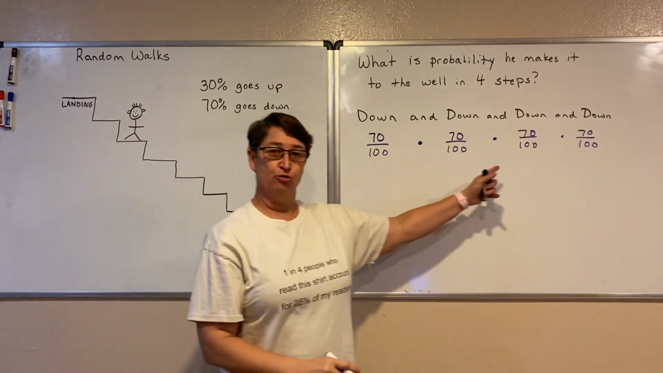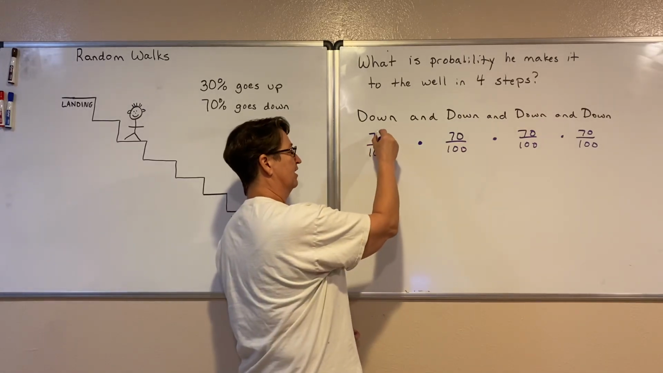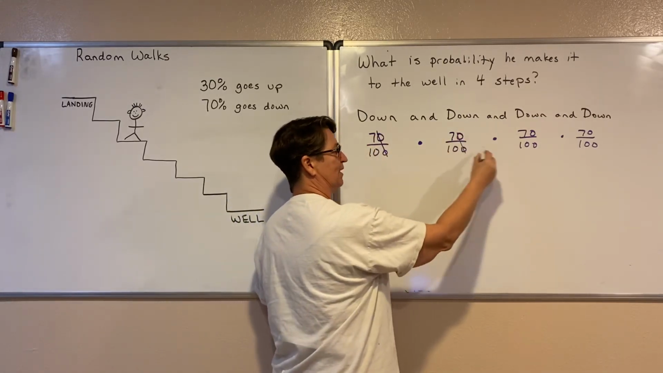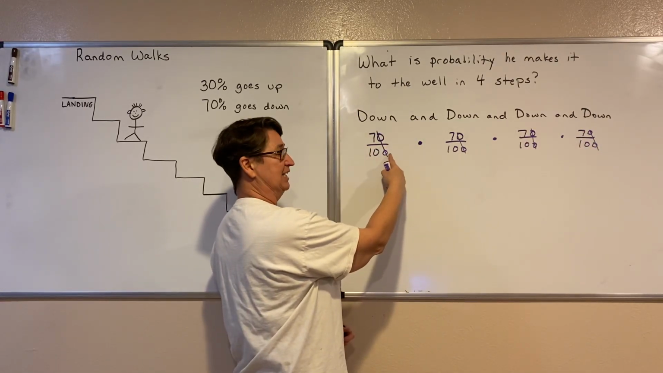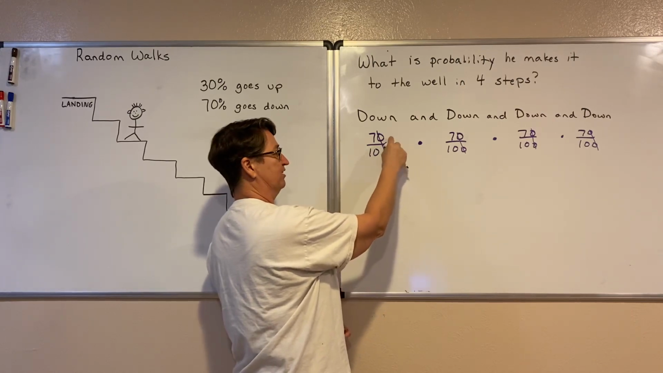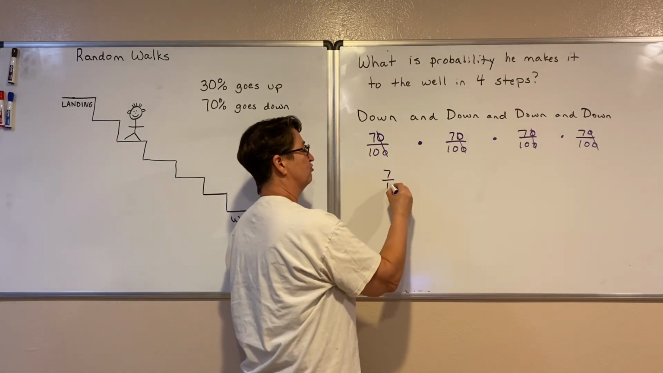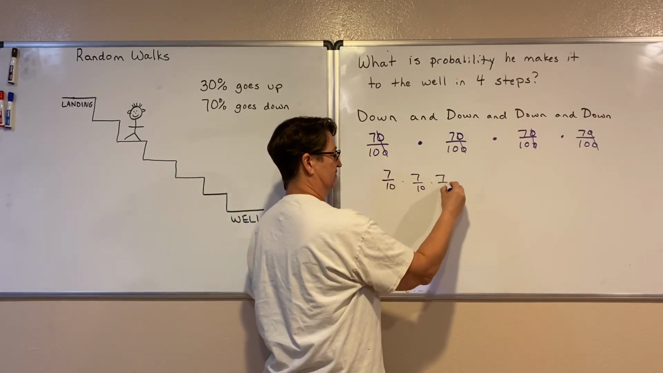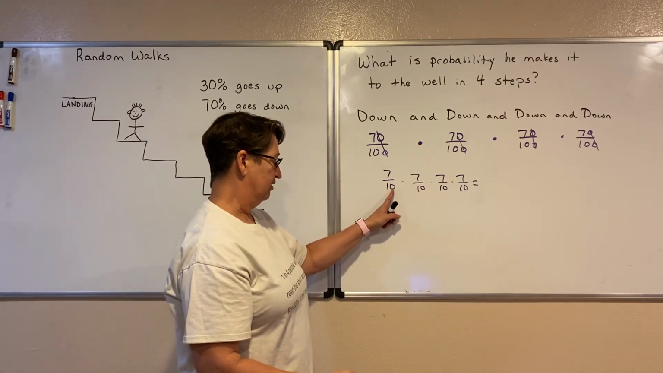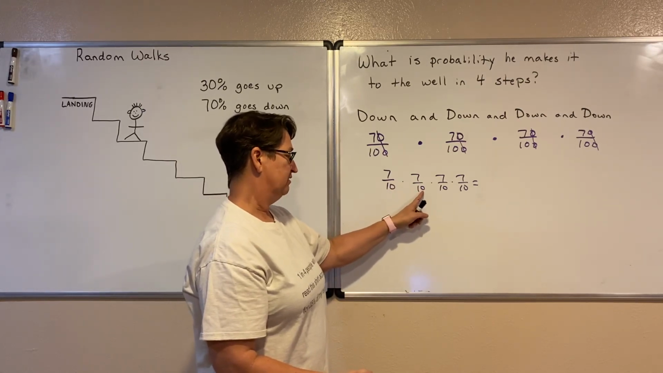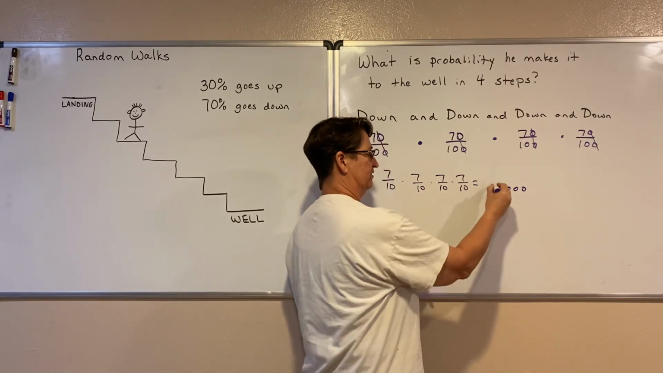Since there's no addition in here, I'm just multiplying, so I'm going to simplify before I multiply to make the numbers easier. I'm going to divide the top and the bottom by 10, a fancy 1, 10 over 10. Each one of those is just equal to 7/10. So I've got 7/10 times 7/10 times 7/10 times 7/10. On the bottom, 10 times 10 times 10 times 10 gives me 10,000.